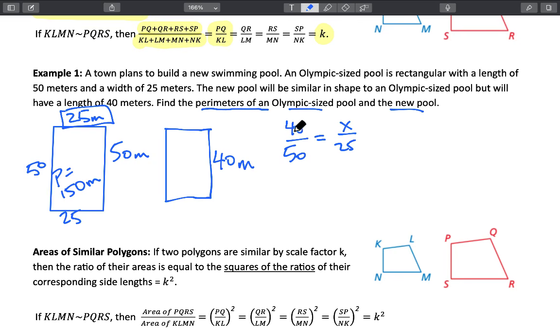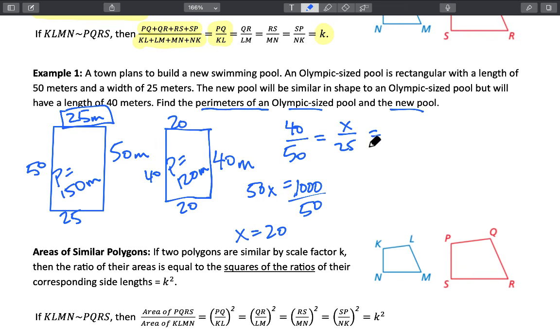All right, so we're going to cross multiply here. We get 50x is equal to 40 times 25. That's 1,000. And then we're going to divide that 1,000 by 50. And x is going to come out to be 20. Okay, so our 20 here, if we add that up now, 40 and 20, 40 and 20, that's 60 and 60, that's a perimeter of 120 meters.